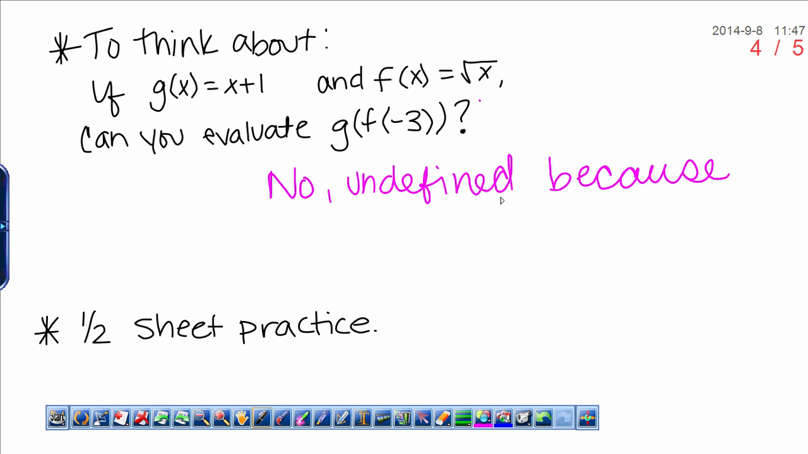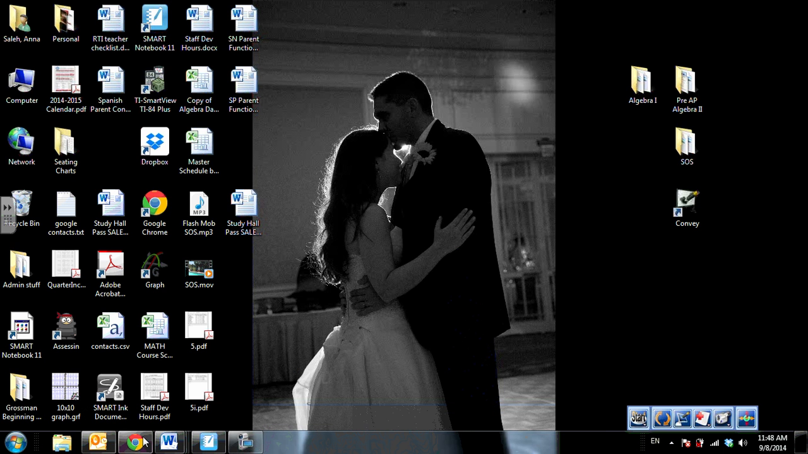But make sure you understand that you've got to pay attention to both domains when you think about composition of functions, okay? All right, so I have a little half sheet practice for you that I'm going to pass out in just a moment.